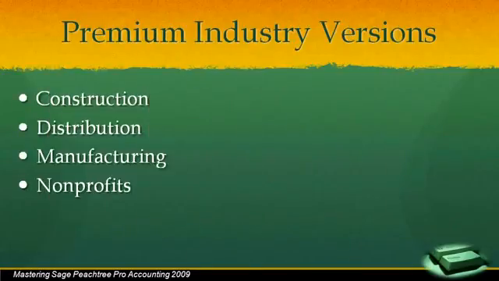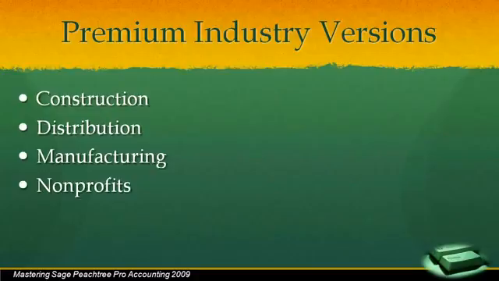Within the Premium version of Peachtree 2009, we also have industry versions. These are primarily created for construction, distribution, manufacturing, and nonprofits. As you take a look at this list, you probably can figure out what the differences are. For example, if you work in a construction business, you probably work with subcontractors, you have a lot of labor, maybe some retainage, or maybe you have progressive billing, where somebody pays a deposit and then other parts as you go throughout the project with a final payment at the very end. These things, of course, are specific to construction, and they can be found in the specialized version.